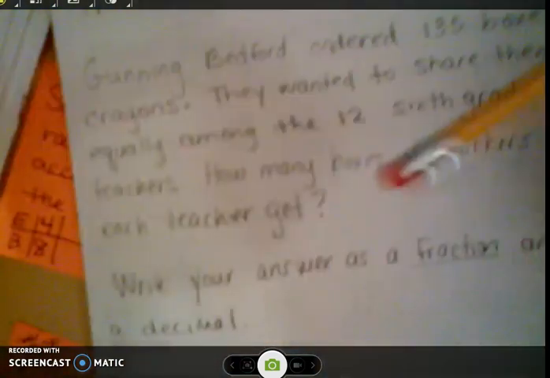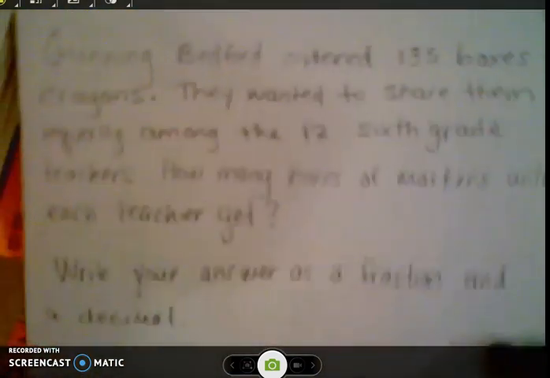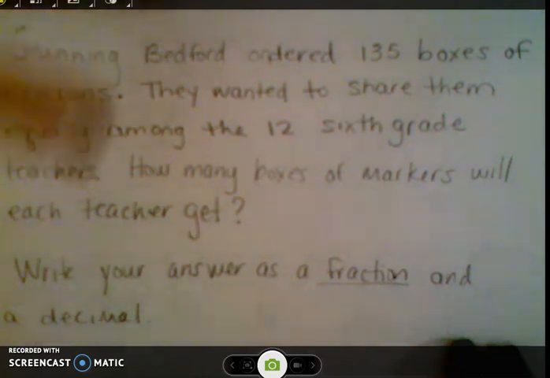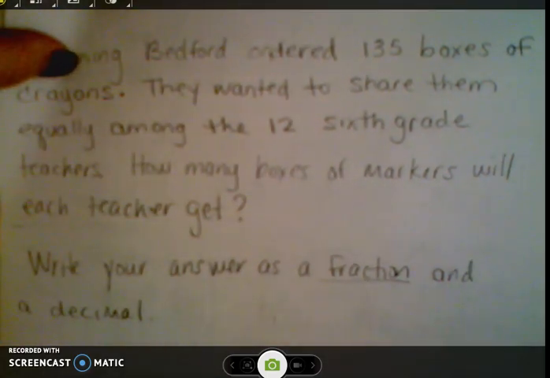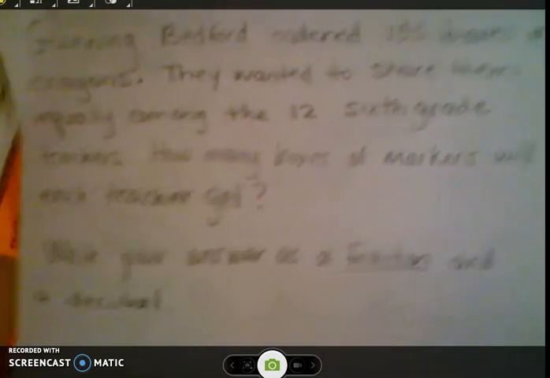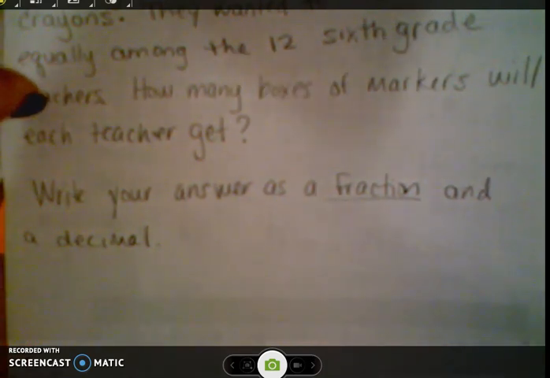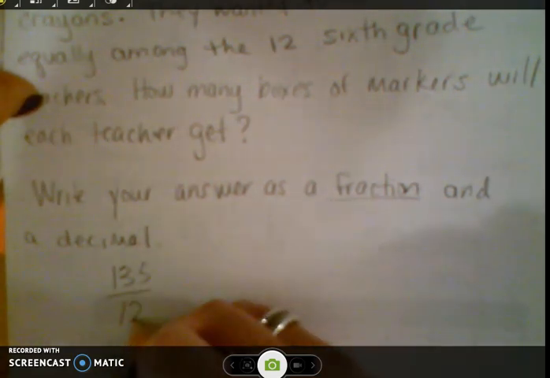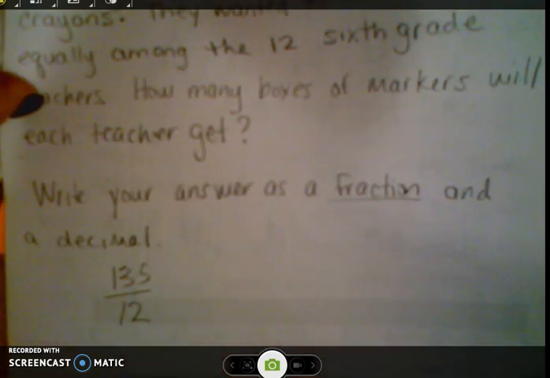All right, last but not least, we talked about fractions as division problems. Gunning Bedford ordered 135 boxes of crayons. They wanted to share them equally among 12 sixth grade teachers. How many boxes will each teacher get? Write your answer as a fraction and a decimal. This is where your fraction and decimal benchmark sheet is going to come in handy for you. If we're writing the fraction as a division problem, we are going to take those 135 boxes and share them with 12 teachers, and that technically is a fraction.